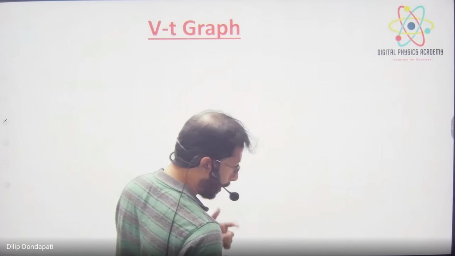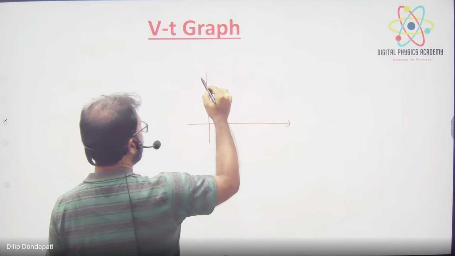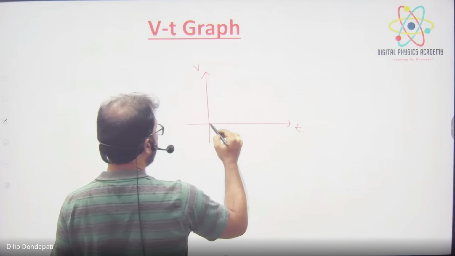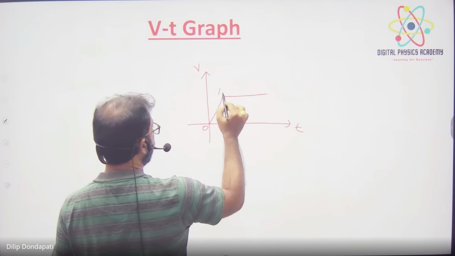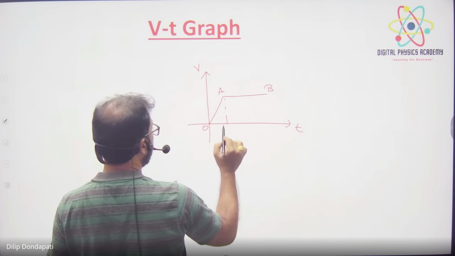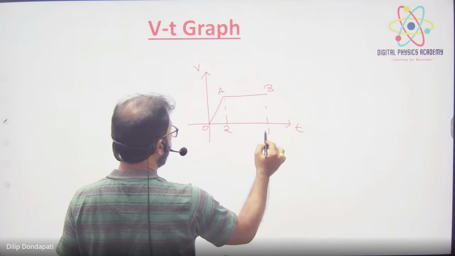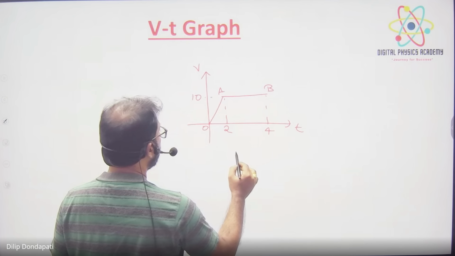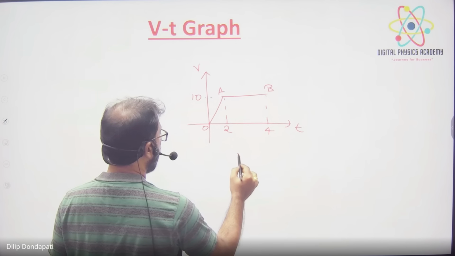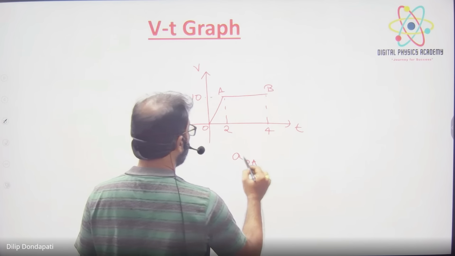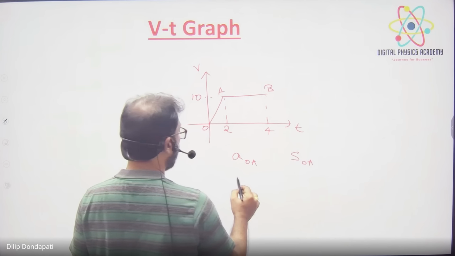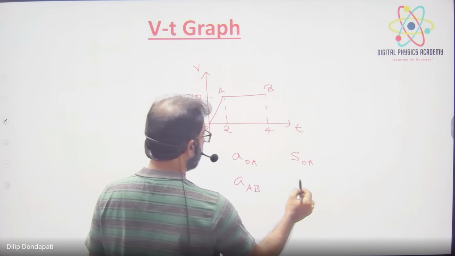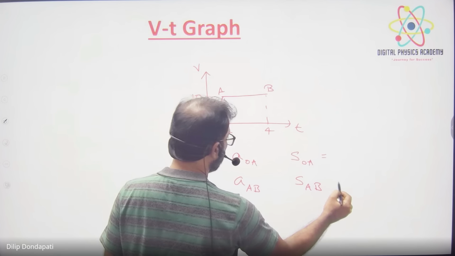Chalo. Suppose a velocity time graph is given to you with points O, A, B, with values 2, 4, 10. I want to find the acceleration at OA and displacement at OA, acceleration at AB, and displacement of AB. How much is it?